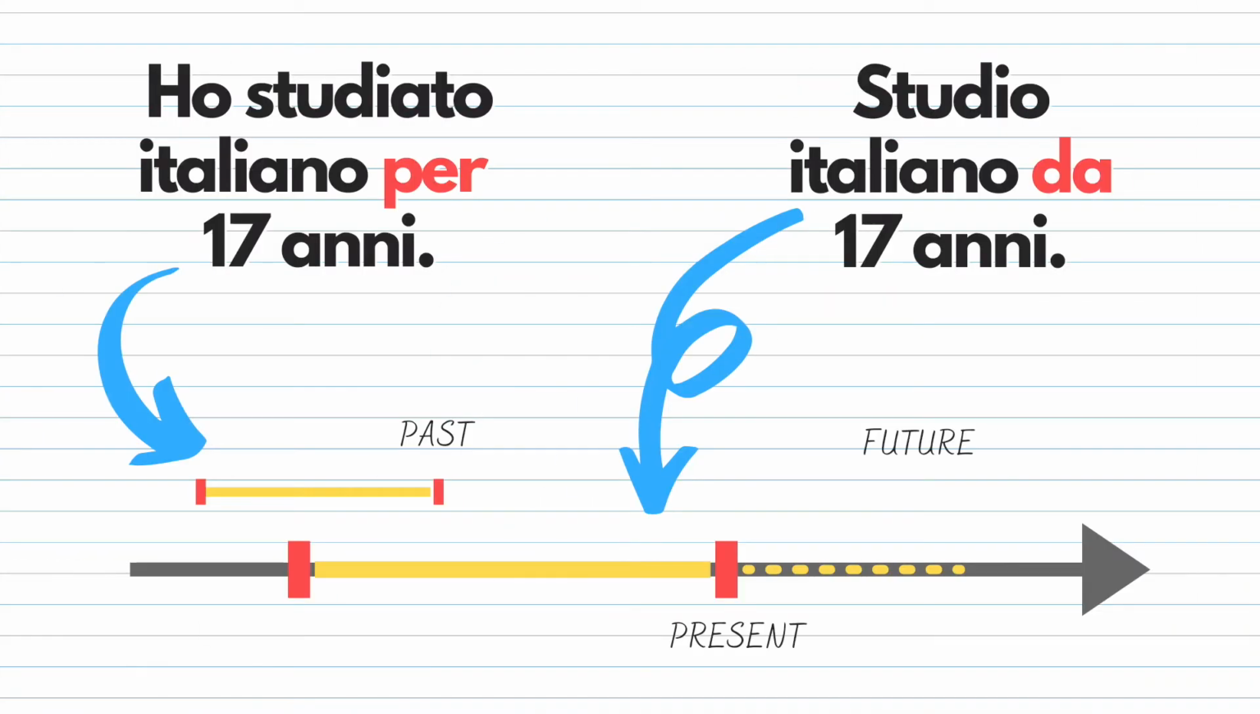Plus, the other big difference is that with the preposition per, we're using the past, because the action is 100% in the past. With the preposition da, we're using the present, and that actually makes sense, because yes, the action started in the past, but it's still ongoing in the present. That's why I say studio. Alright guys, I hope that this video kind of clears up your doubts about the use of the preposition da and the preposition per to express time.